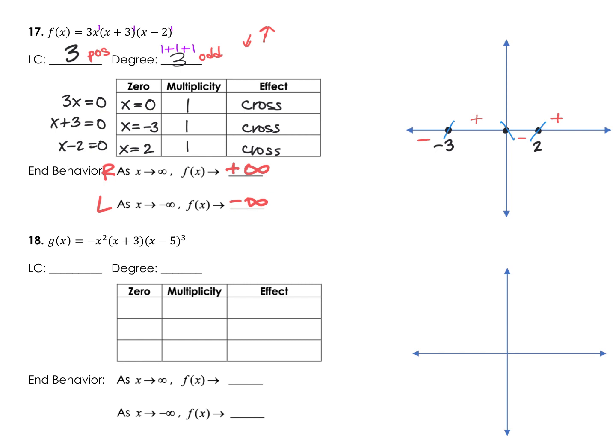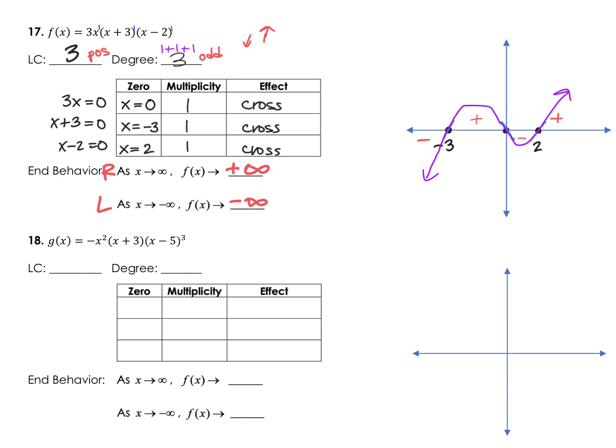Oh man, that wasn't very good. Maybe I'll do it in purple. Okay. Cross, cross, cross. Arrows, please. Okay? Does that make sense? We'll do this first part together, and then I'll have you find the zeros on your own.